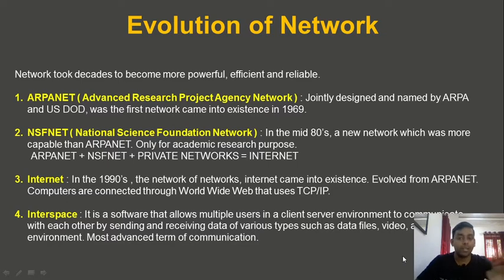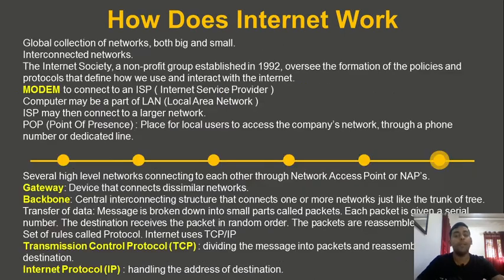So these are the points that come under the evolution of network. The first network, ARPANET, then NSFNet, National Science Foundation Network, Advanced Research Project Agency Network, along with the US Department of Defense, Internet, and Interspace. Now we have how does the internet work? So this is the last topic for the day. How does the internet work?